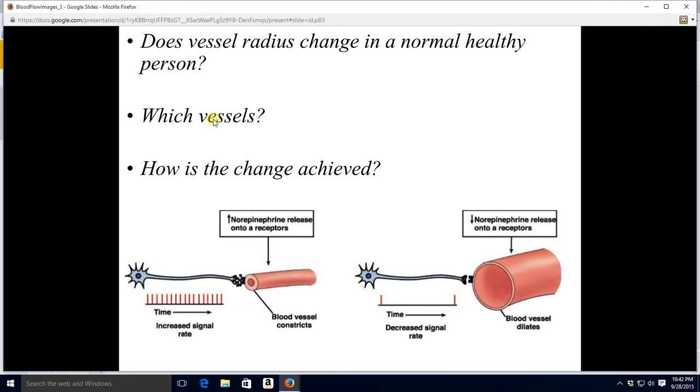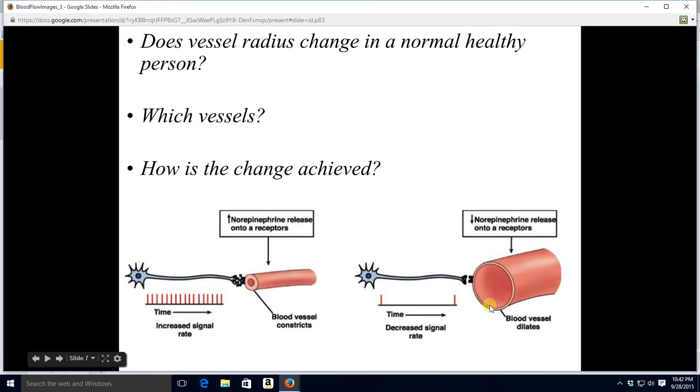All right, so question for you. Does vessel radius change in normal healthy people? Yeah, absolutely, all the time. In your arterioles. And that change can be achieved by a variety of methods, including one we mentioned a while ago, which is norepinephrine release. If we adjust norepinephrine release, here we got more action potentials, more norepi, and we got vasoconstriction. Fewer action potentials, less norepi, vasodilation. So we're adjusting radius. We can totally do this.